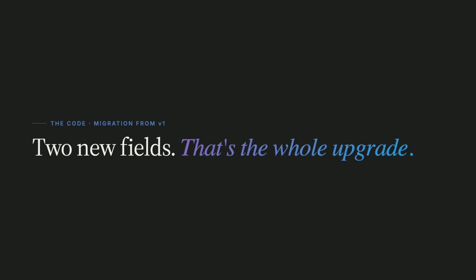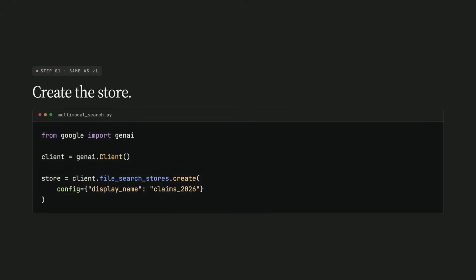Now, the code shape is mostly the same as before, which is honestly the best part. If you already had file search wired up, the new behavior just works. You create the file search store, upload your files, and now those files can include images and PDFs that contain images. The image content gets embedded automatically.